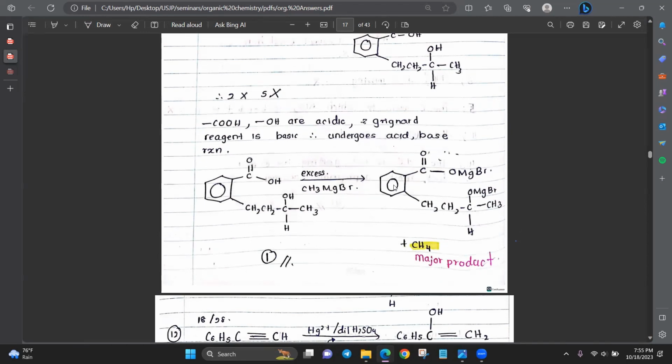But this is not the main product, and CH4 will be formed. How will CH4 be formed? This hydrogen will get released from this and this, and that hydrogen will get attached to this CH3. Now we're adding excess CH3MgBr, so there can be 2 CH4 as well. I have not considered the balanced equation, just the theory. CH3 will get attached to this hydrogen and this hydrogen. That's why no OMgBr is forming, because these hydrogens are leaving. So these hydrogens get attached to the CH3 and form CH4. Methane is the major product of this reaction.